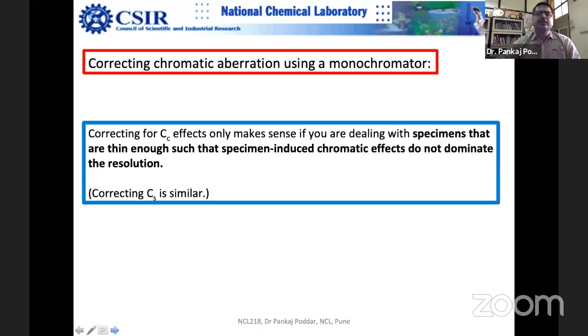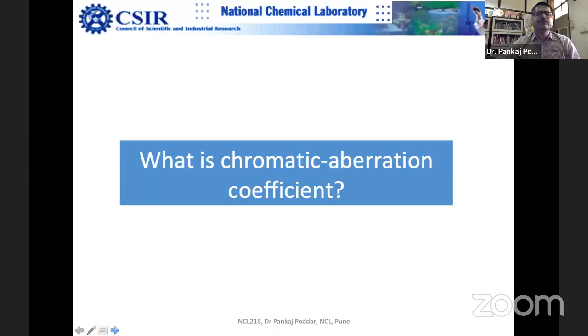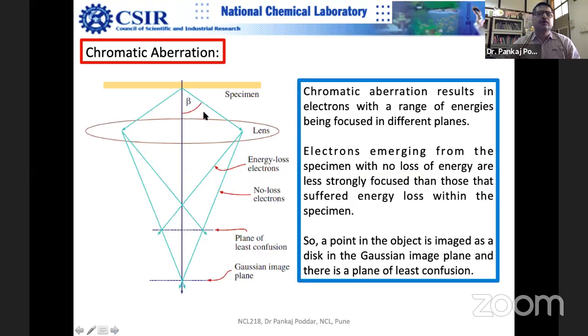As I mentioned, you can use a monochromator, but this business is very expensive, so you usually can't afford it. We want a similar equation as we got for spherical aberration, because that equation is very useful for us. We are not interested in these things. Finally, we want some number.